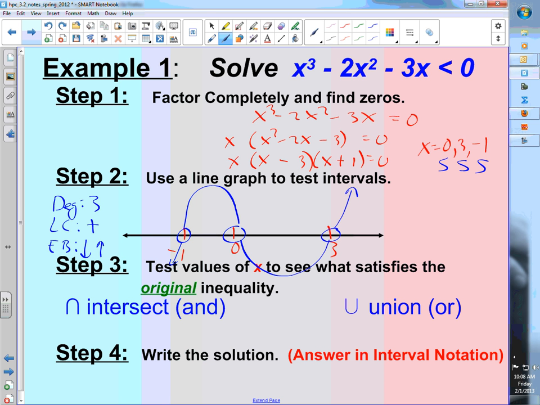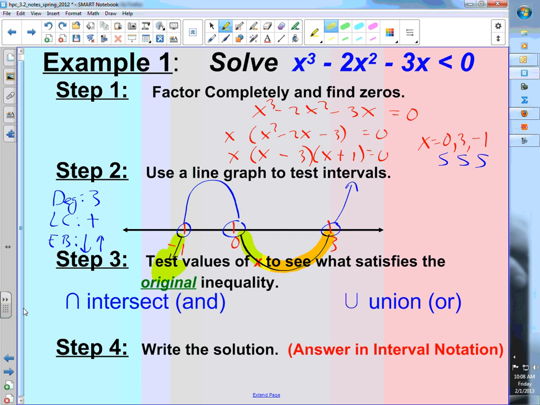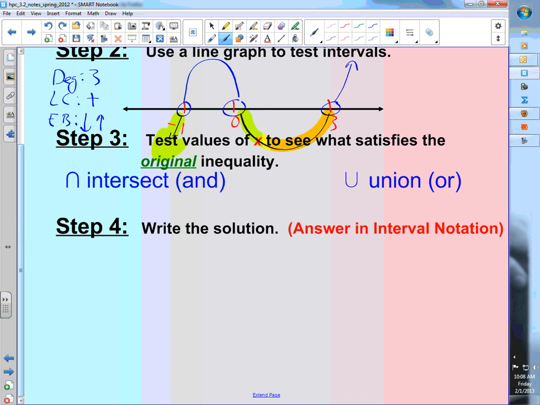We want to know when the graph is less than 0. Where is that? Easy to see. Okay, it's right here, that's less than 0, and right here, that's less than 0. Everything else is above the 0, or equal to the 0. So we're going to identify the two intervals, which is going to be the union. Here's where we want to be, here's where we want to be.